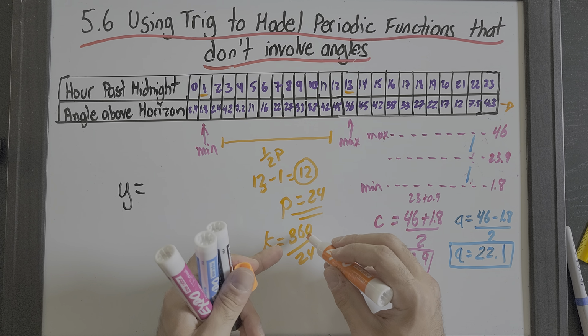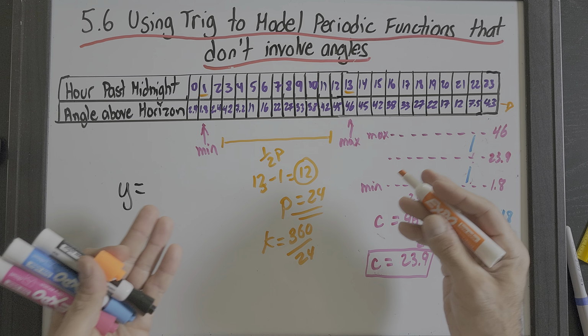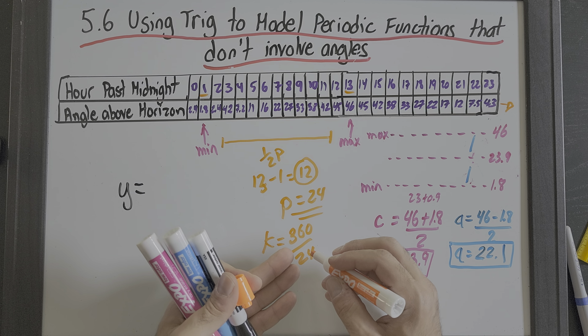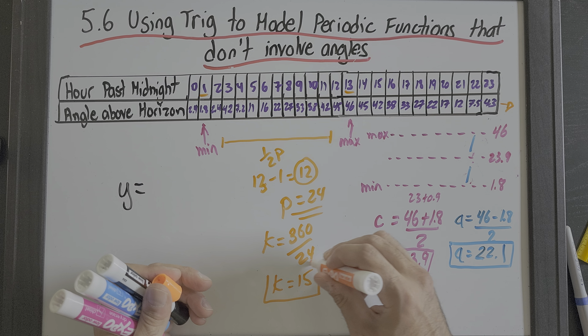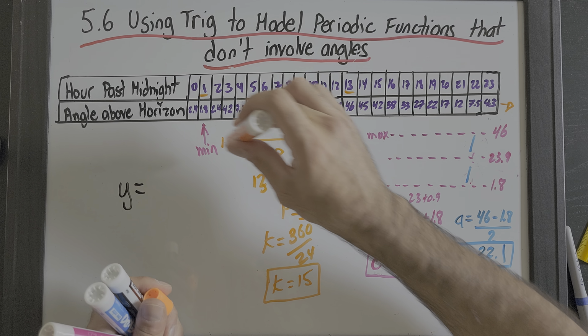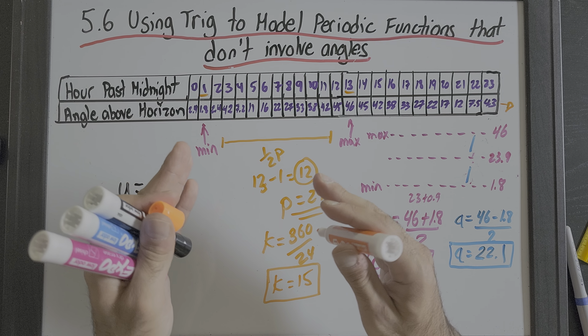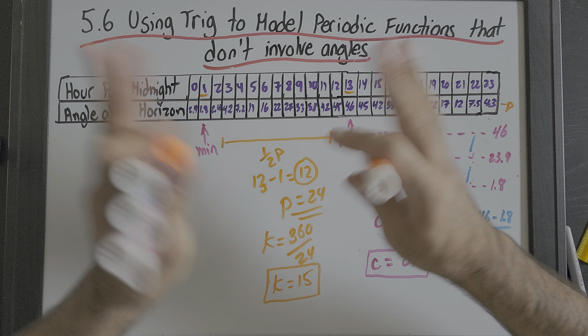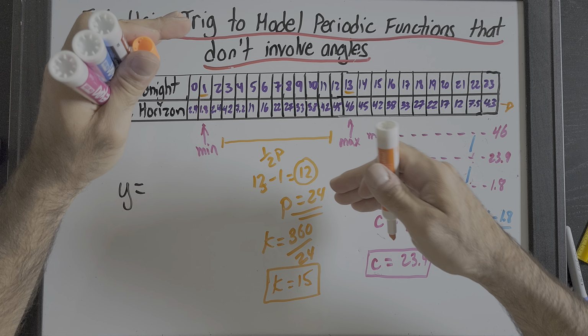But sir, why are you using 360 if it's not involving angles? This is how we get it out of angles. The k value is just an equation, right? So 360 divided by 24 is 15. Got my k. Knowing this, that this is half of a period from min to max, saves your life almost always, because questions tell you this is high tide, this is low tide. That's it. You know everything just by those two pieces of information, because you know the distance between them, double it to get the period.